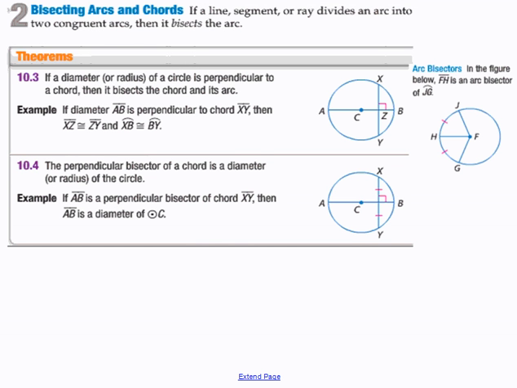This theorem says that I have this diameter, and if a chord is perpendicular to the diameter, then this chord is bisected, and this arc is also bisected. All right?